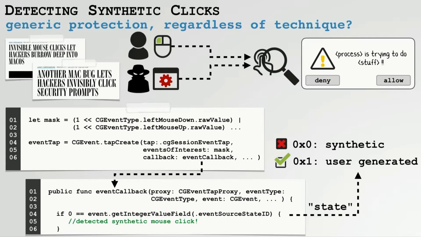We can install our own event tap and monitor for mouse activity. When a mouse click is generated, we can then examine a state variable, which macOS sets to 1 if the mouse event, the click or the move, has been programmatically generated. So this allows us to now generically detect synthetic clicks even in repurposed malware.